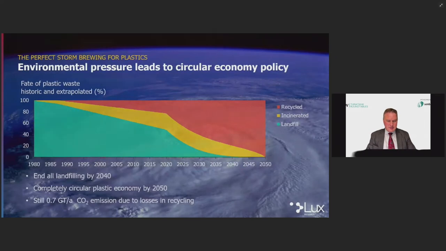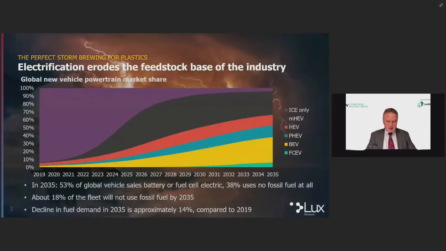If we go to the next slide, you can see that the perfect storm is even worse because at the same time, the feedstock base is also under pressure from a switch to electric vehicles. What is shown here is Lux Research's projection of the light duty vehicle market. We also have a similar one for the heavy duty, but I just wanted to show you this one. It shows that in 2035, about half the global new vehicles sold will be either a battery or fuel cell electric, and 38% of the new vehicles sold will use no fossil fuel at all. Now that's new vehicles sold.